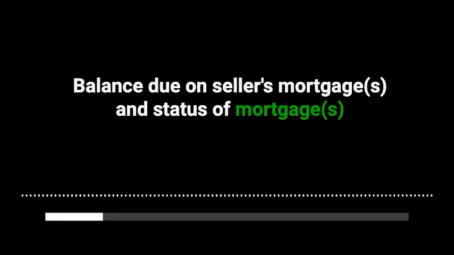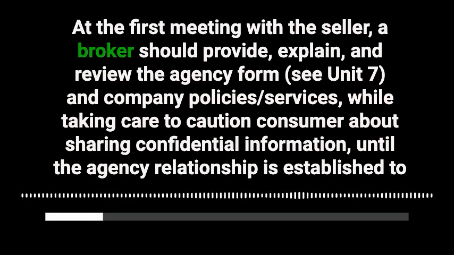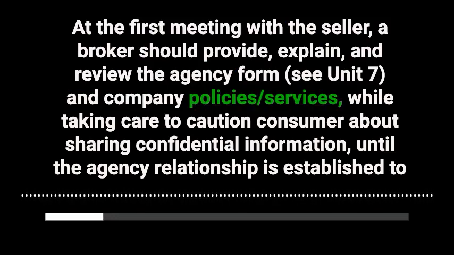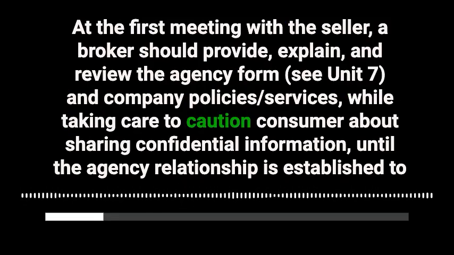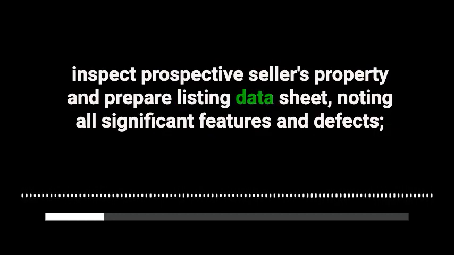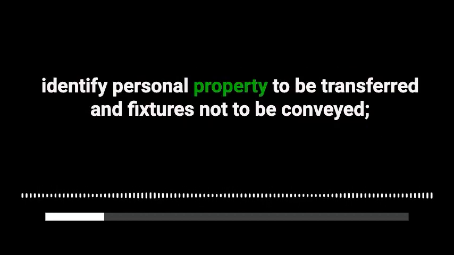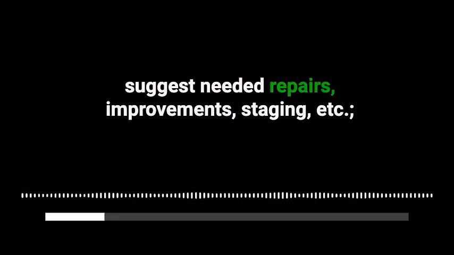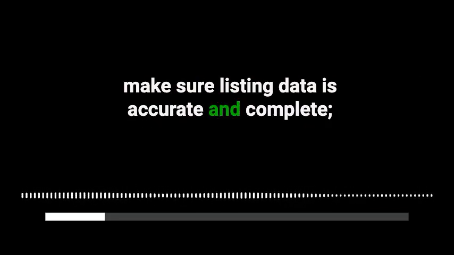and status of mortgage. At the first meeting with the seller, a broker should provide, explain, and review the agency form and company policies and services, while taking care to caution the consumer about sharing confidential information until the agency relationship is established. Inspect the prospective seller's property and prepare a listing data sheet, noting all significant features and defects. Identify personal property to be transferred and fixtures not to be conveyed. Suggest needed repairs, improvements, staging, etc. Make sure listing data is accurate and complete.